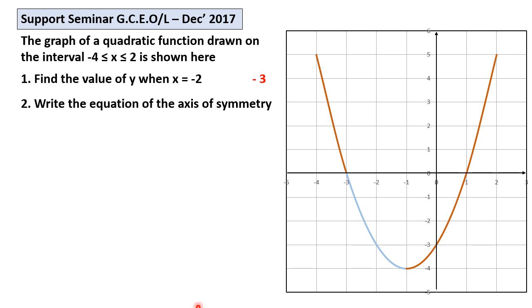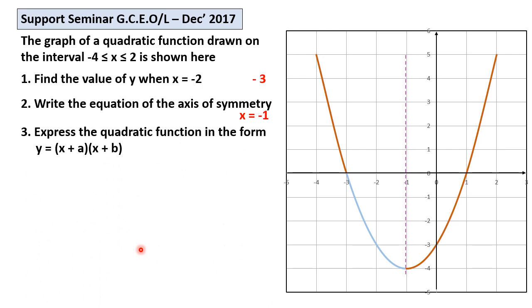Question number 2. Write the equation of the axis of symmetry. And you know, when the axis of symmetry is drawn, it goes through the value of minus 1 on the x-axis. Therefore, the axis of symmetry is x equals minus 1.